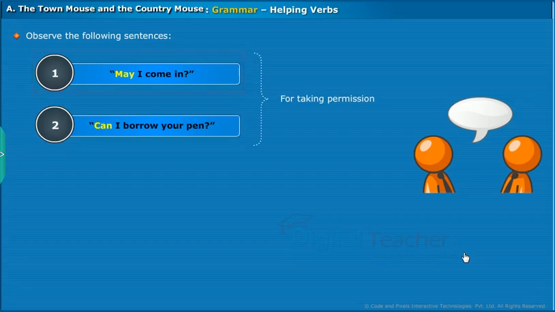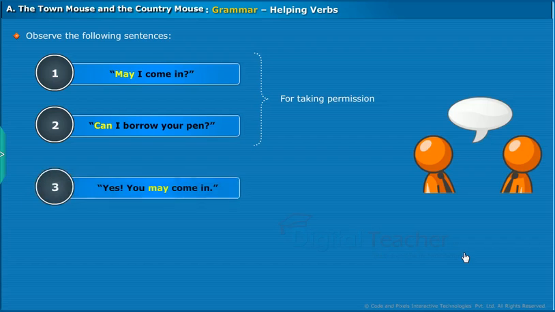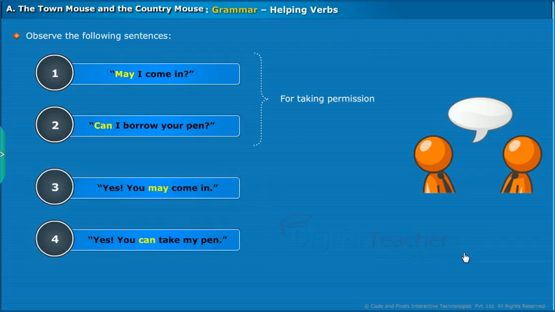In the first sentence, the helping verb may is used for seeking permission in a formal way to enter into the class. In the second sentence, the helping verb can is used to seek the permission in an informal way to borrow a pen from others. Just like these, the helping words can also be used for granting permission. Yes, you may come in. Yes, you can take my pen. Here, the same helping verbs used for seeking permission are also used for granting permission.